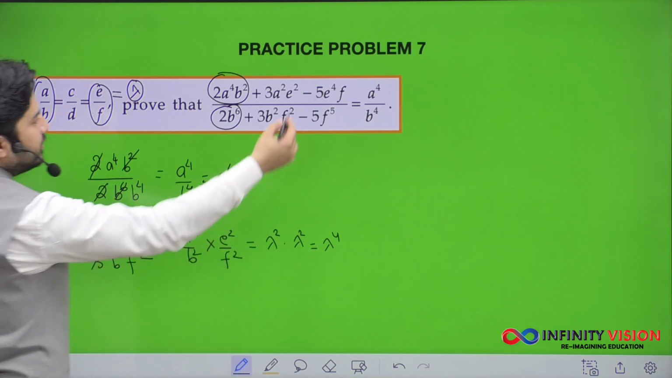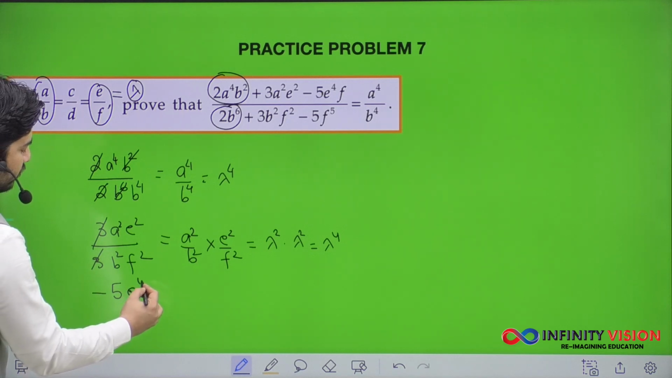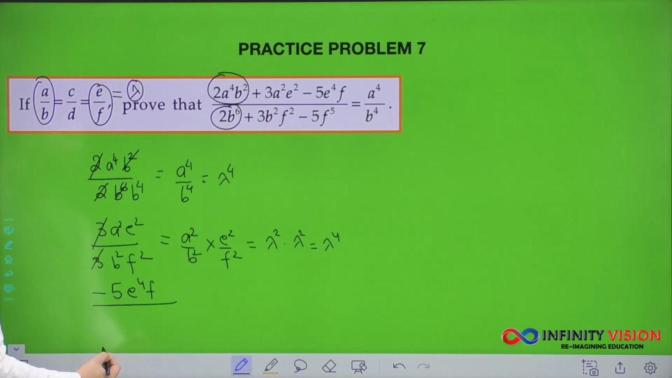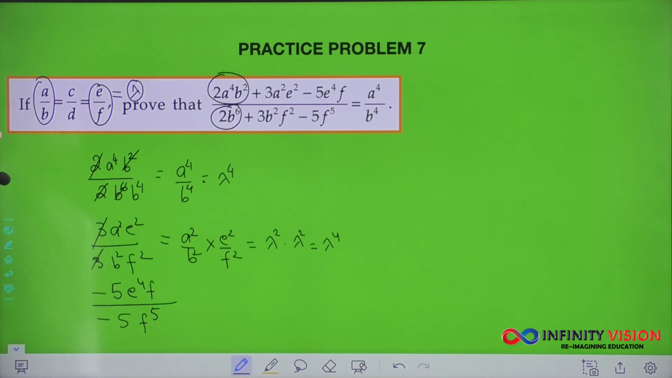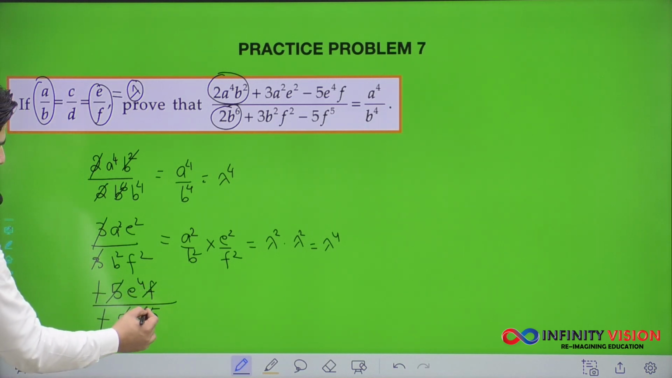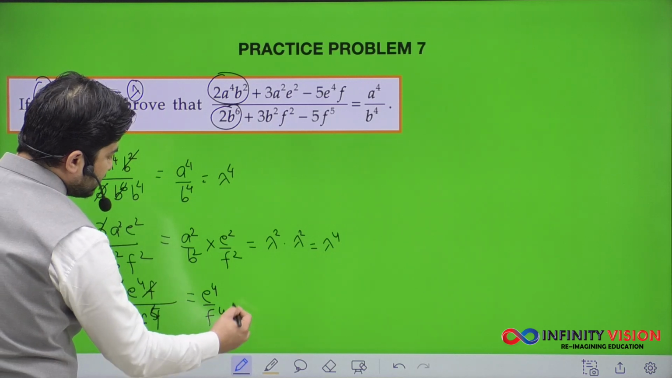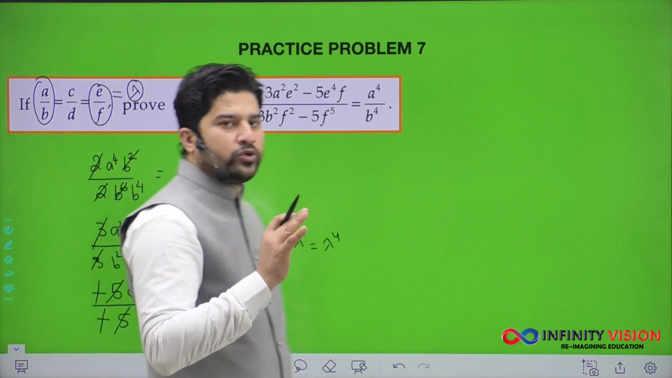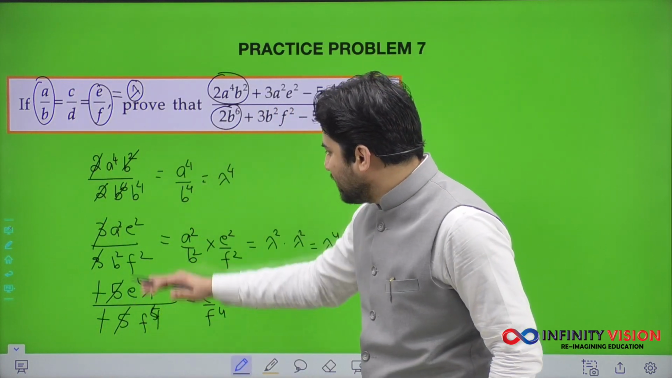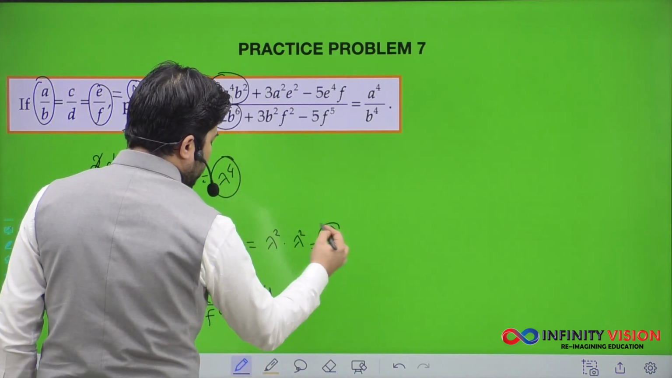Now what about the third thing? The third term is minus 5 e to the power 4 f divided by minus 5 f to the power 5. So now you can see minus minus cancels, 5 and 5 cancel, f will cancel f to the power 4. So you got e to the power 4 upon f to the power 4, which is nothing but lambda to the power 4, because e by f is equal to lambda. So you see that these three ratios are all equal and they all are equal to lambda to the power 4.